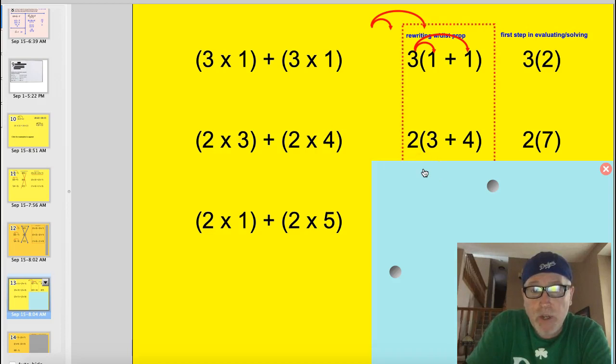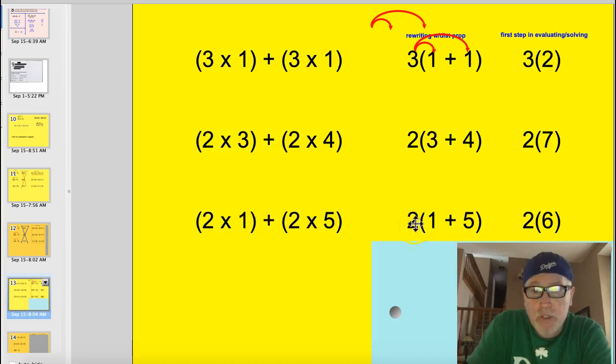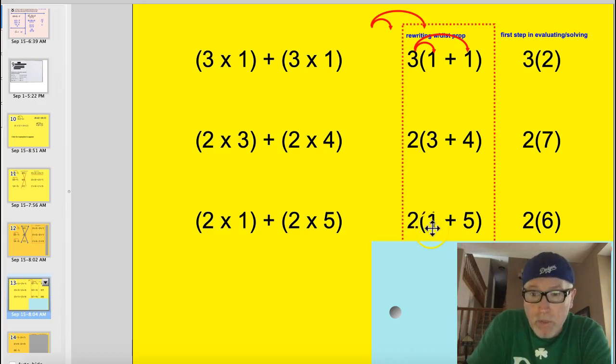Okay, same way down here. 2 sets of parentheses. The repeated digit comes out front. We've got 1 and 5 in the middle, and it's a plus because we've got a plus here. So instead of 2 times 1 plus 2 times 5, we're going to take 2 times 1 plus 5.